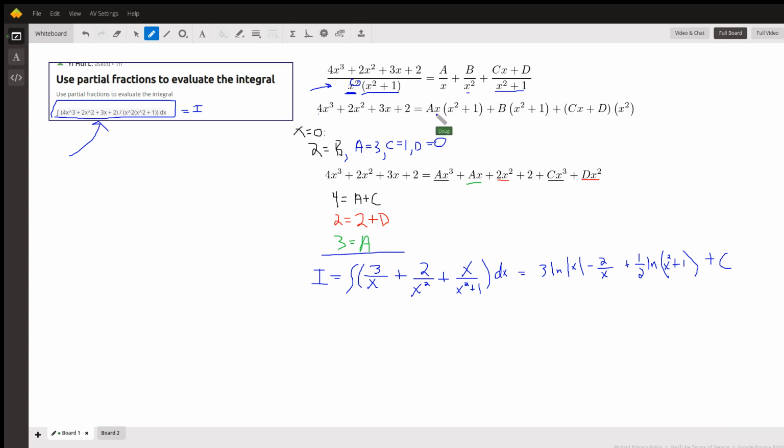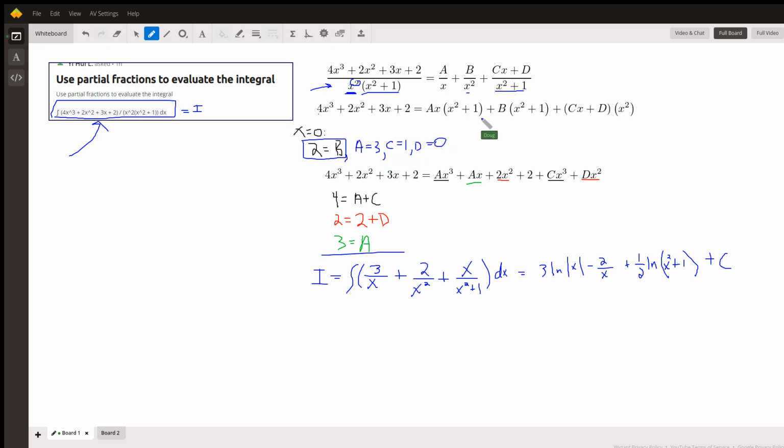And I can see that if I let x equal 0, this term and this term will become 0. If I put a 0 here, I get B times 1. And over here, if x is 0, I just get a 2. So right away, I've got one result. B is 2.